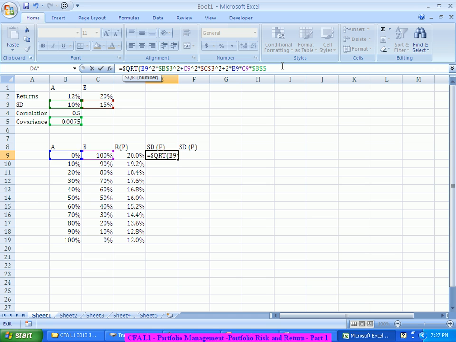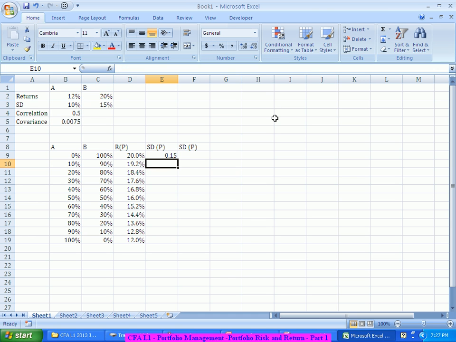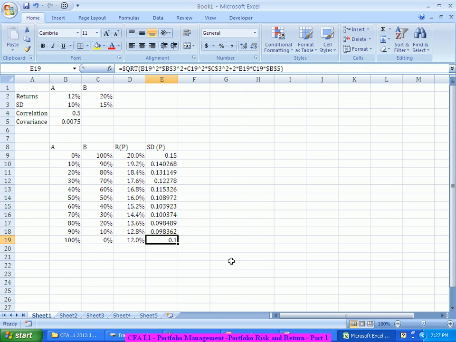The square root of this entire thing gives me the standard deviation of the portfolio. Here, because it is 100% in B, the standard deviation will be the same as B's standard deviation. Now when I drag it down, when I put 100% in A, the standard deviation is the same as A's standard deviation.